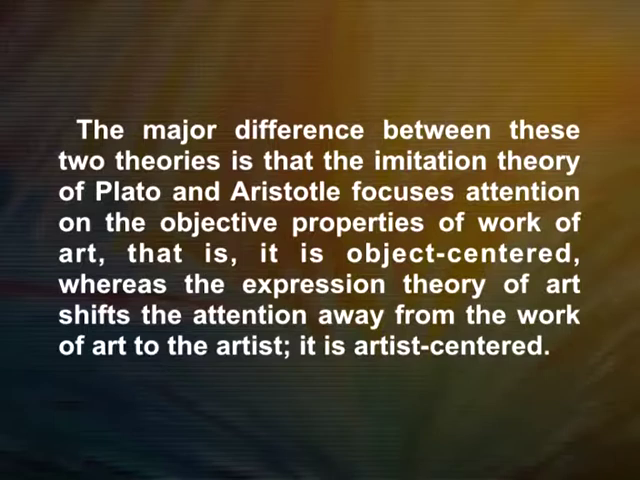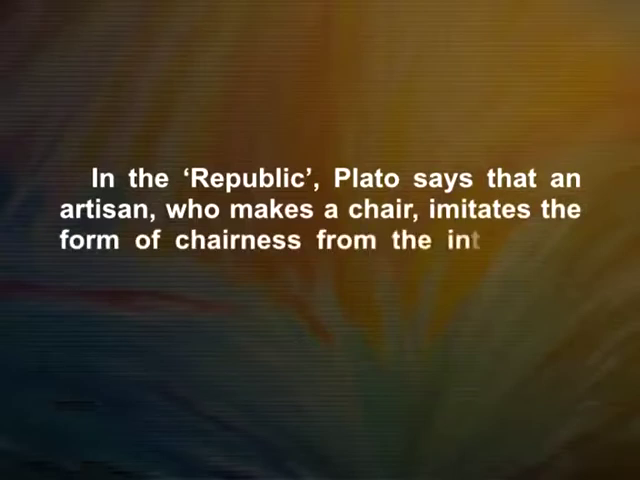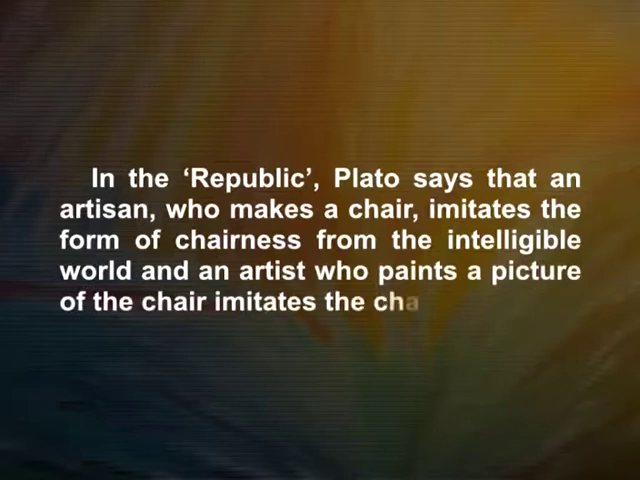It is artist-centered. In the Republic, Plato says that an artisan who makes a chair imitates the form of chairness from the intelligible world, and an artist who paints a picture of the chair imitates the chair. There are then two levels of imitation. He asserts that artists are two times away from the truth, so that art cannot be a good source of knowledge.